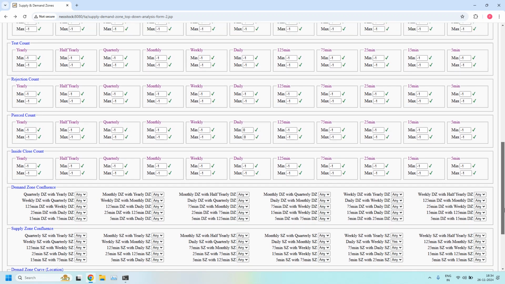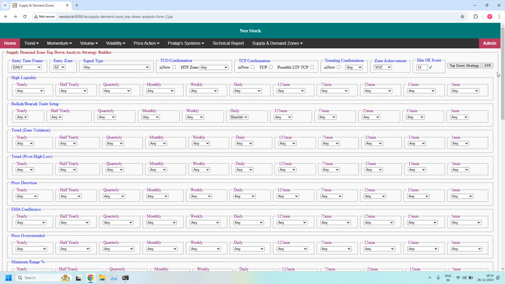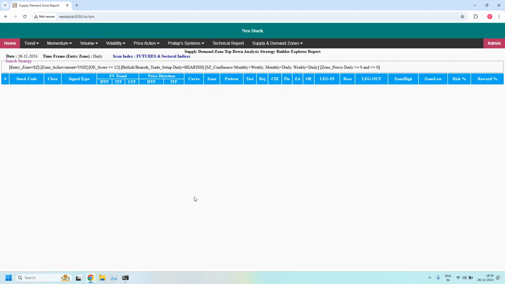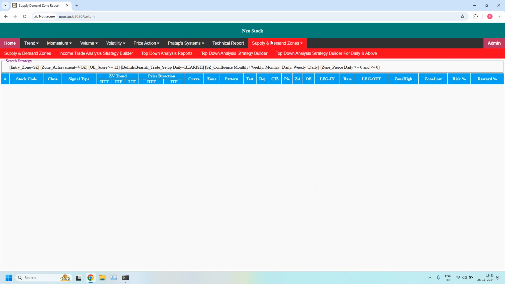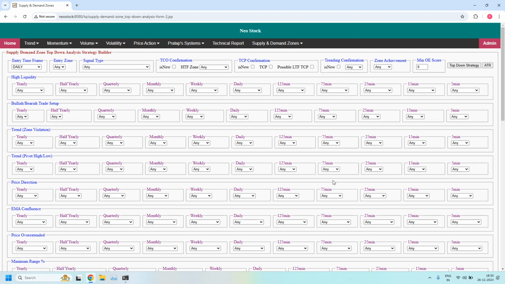In the supply zone confluence, 3 filters we should set. First one is already enabled. Second one, daily supply zone with monthly supply zone confluence. Weekly supply zone with monthly supply zone confluence. With all the 3 filters, we did not get that stock. It is just having ITF supply zone confluence. Okay, next, the bullish trade setup for weekly income trade.